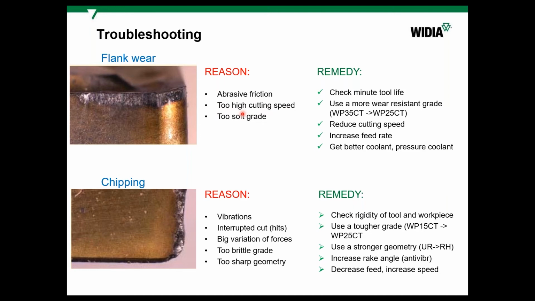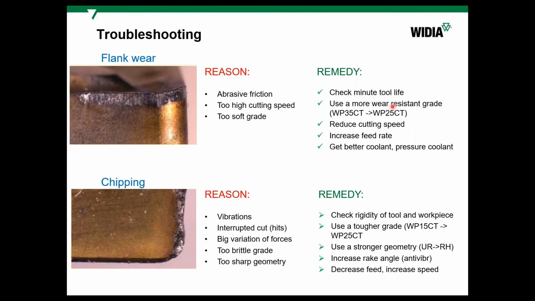It can be if it appears too early. It can be because of too high cutting speed, or maybe the grade is not hard enough. So basically, first, what we need to check when we face such wear is the tool life in minutes. If it's 15 minutes in cut, this is normal for general turning applications. For heavy duty, it can be 30 minutes.